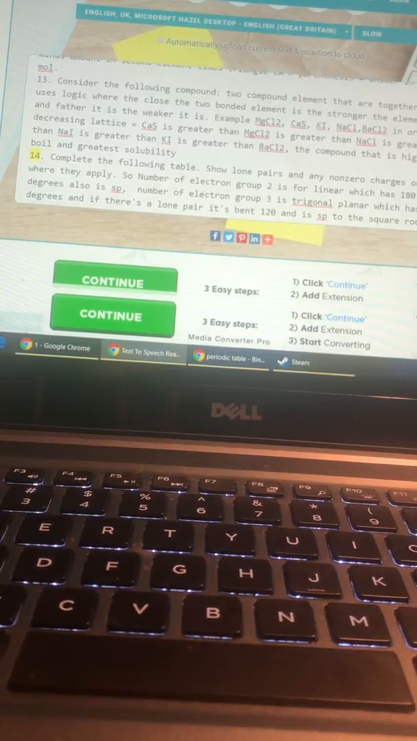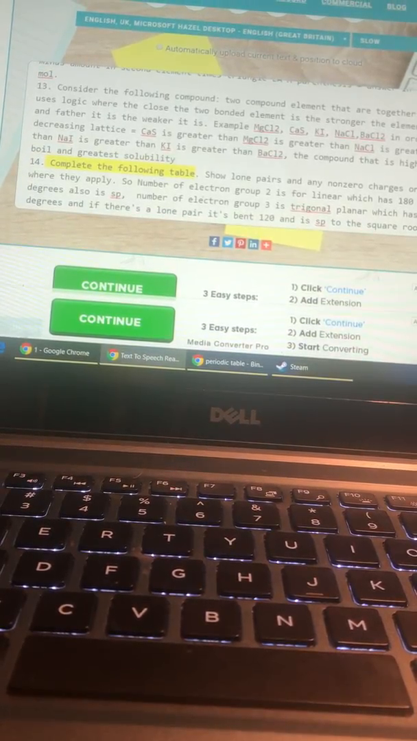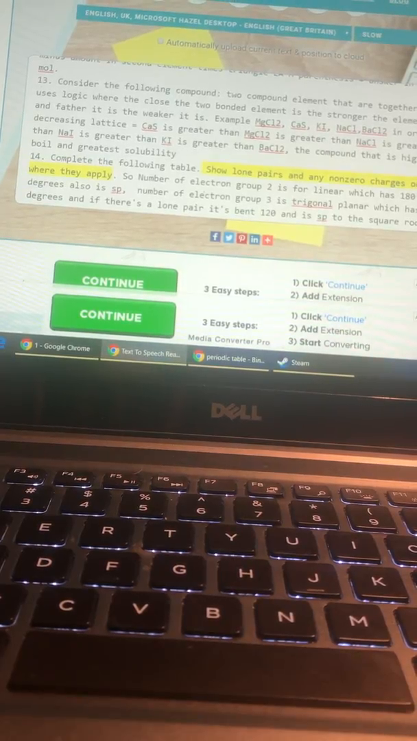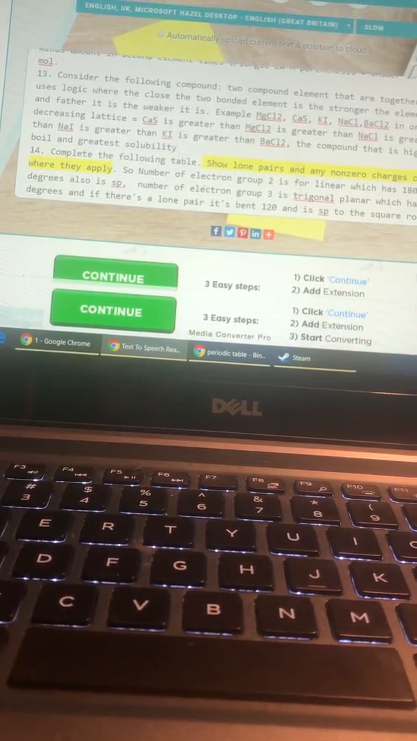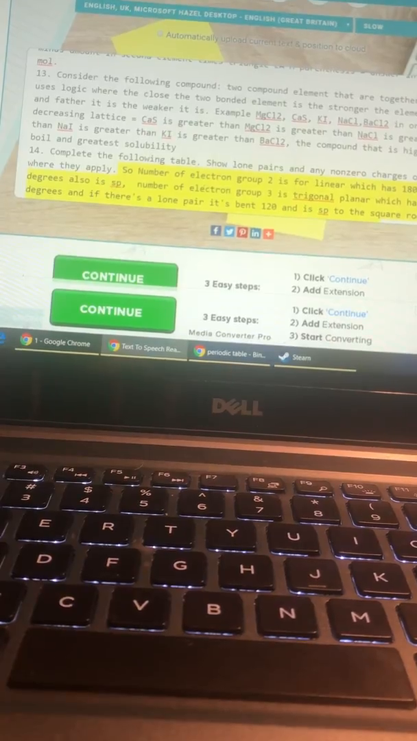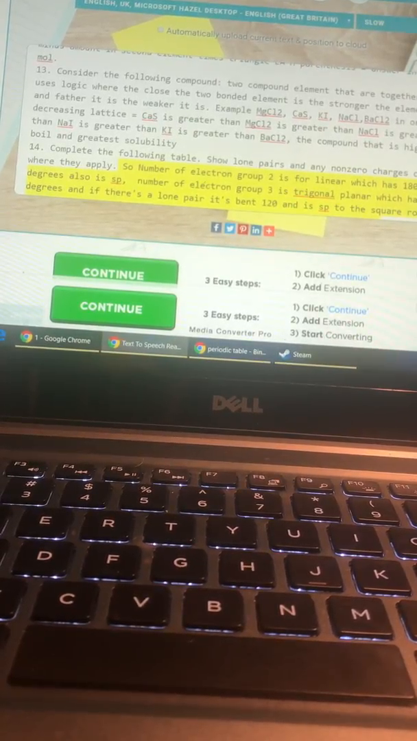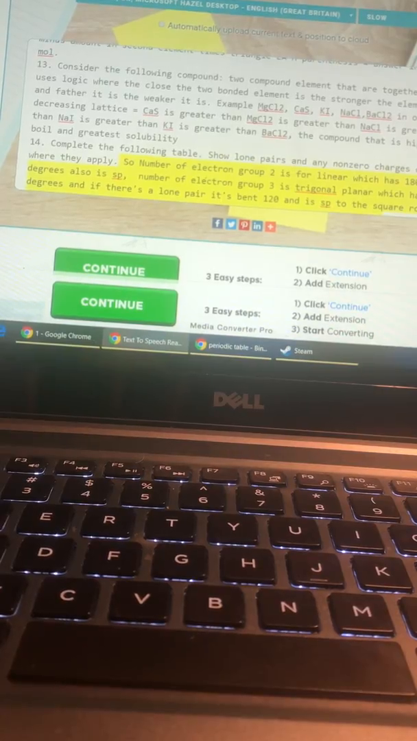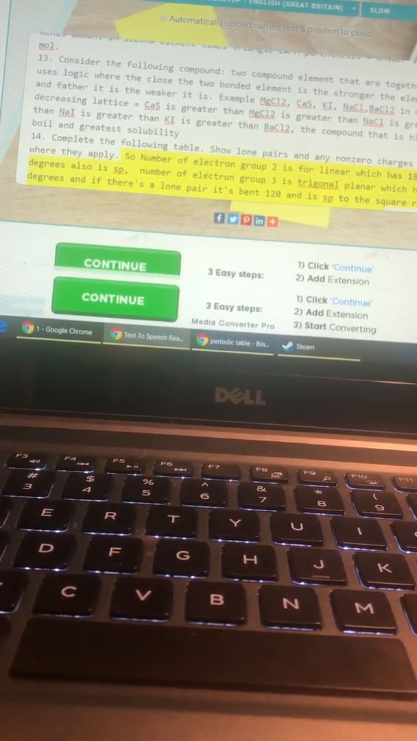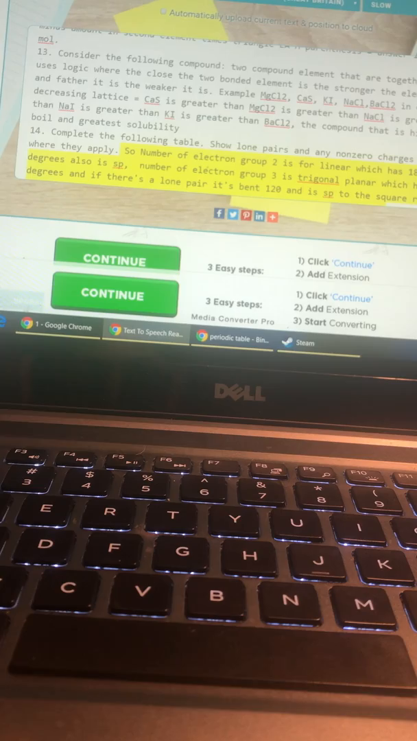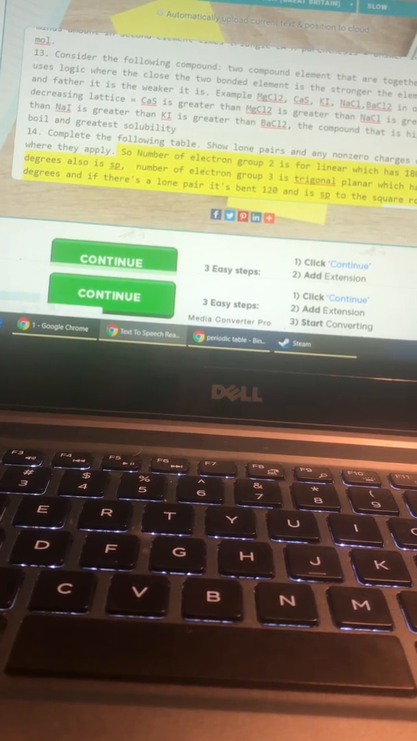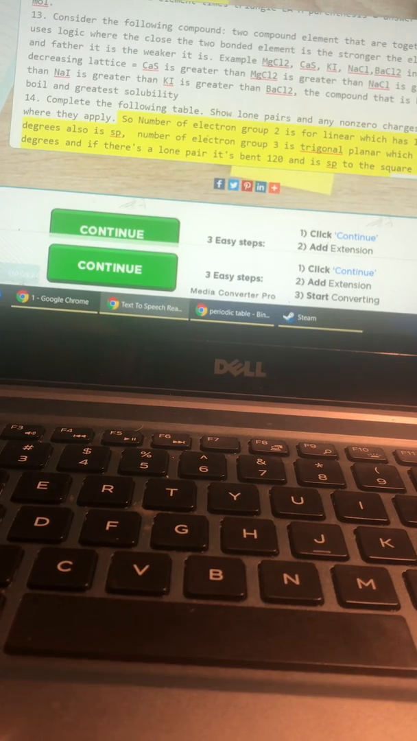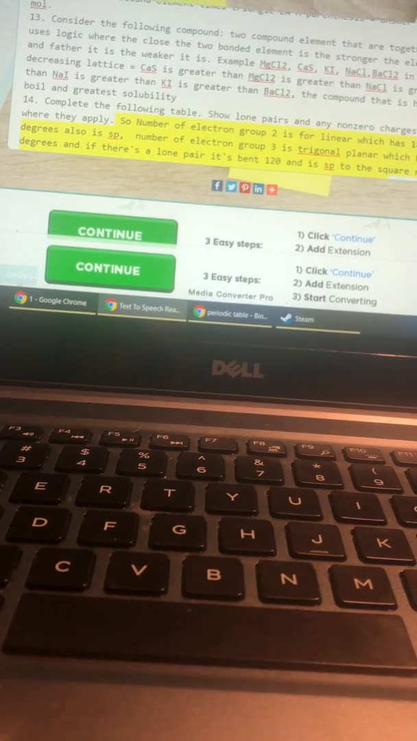14. Complete the following table. Show lone pairs and nonzero formal charges on atoms where they apply. So, number of electron groups 2 is linear, which has 180 degrees, also sp. Number of electron groups 3 is trigonal planar, which has 120 degrees, and if there's a lone pair it's bent, 120 degrees, and is sp2.